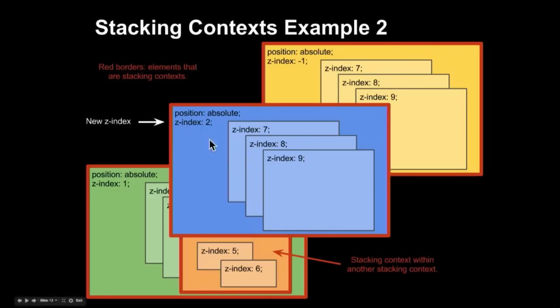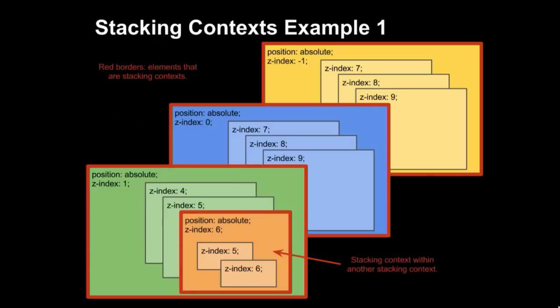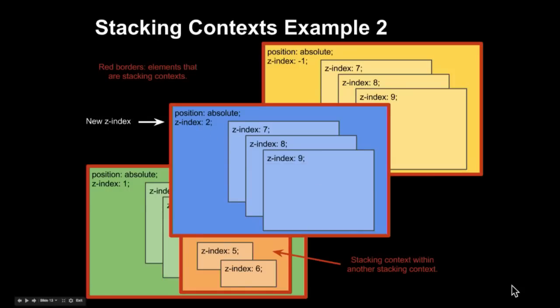So, for example, if we made the z-index 2 on this blue stacking context, it suddenly is designated as the one on top of everything else, and that's what you would see. So in the previous example, the z-index was 0. Making it 2 would actually render everything on top.